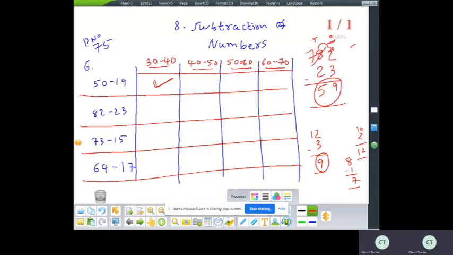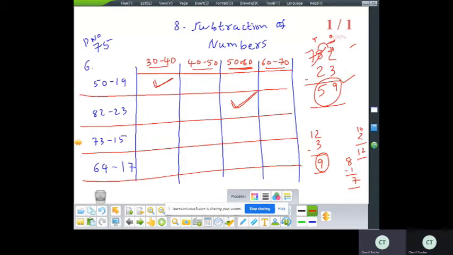59, we check the ranges. 30 to 40 means numbers below 40, 1 to 39. Next, 40 to 50, numbers from 40 to 50. 41, 42, 43, 44, 45, 46, 47, 48, 49, 50. Next range, 50 to 60. Count the numbers: 50, 51, 52, 53, 54, 55, 56, 57, 58, 59. Yes, our answer is 59. Our range is 50 to 60. 59 lies in between 50 to 60. We put right symbol here.